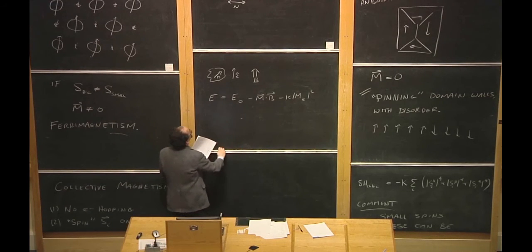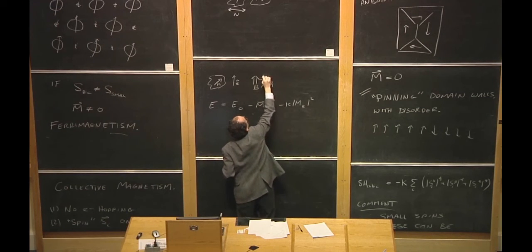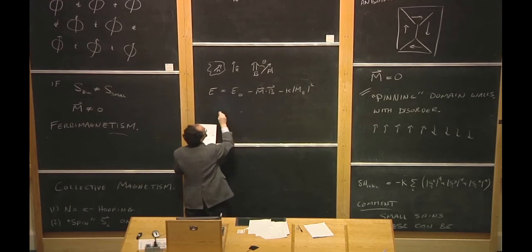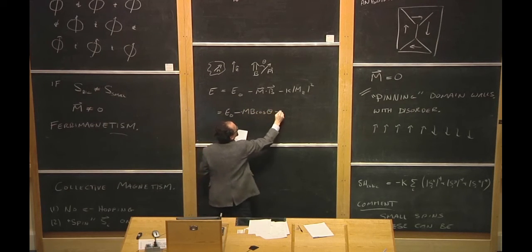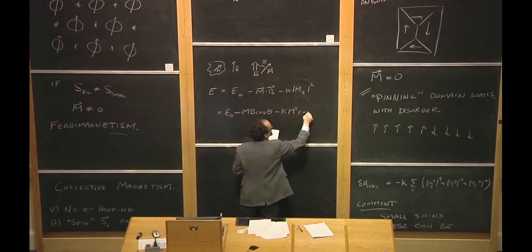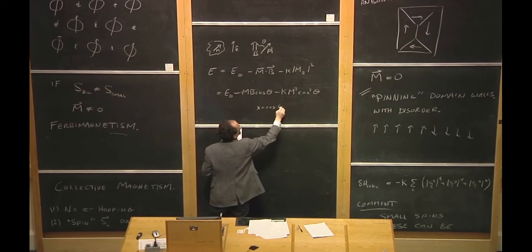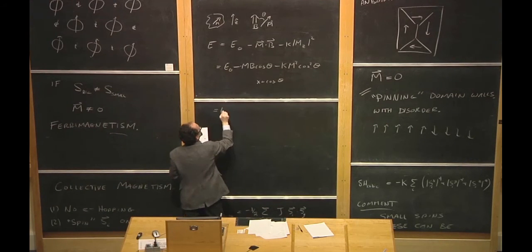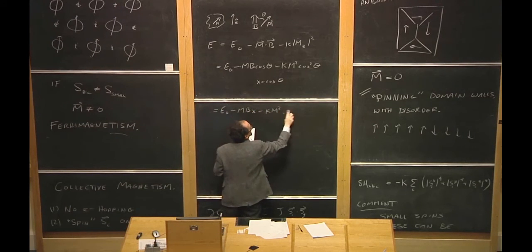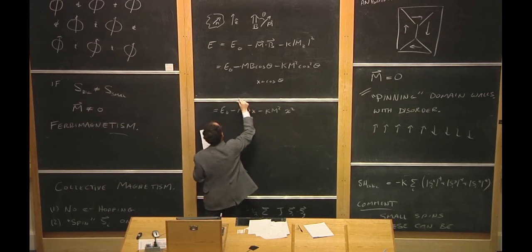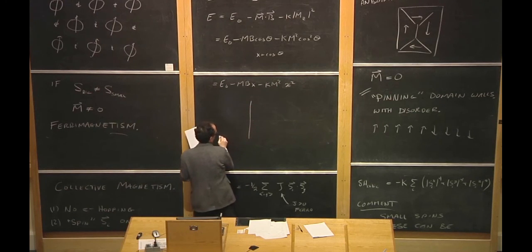So if the angle between M and B is theta, then we can rewrite this energy as E naught minus m B cosine theta minus kappa m squared cosine squared theta. And in fact, we might even let x equal cosine theta. And then what we have is a quadratic: E naught minus m B x minus kappa m squared x squared. And we can plot this thing. Oops, I'm running out of room, aren't I? Okay. We can plot this as a function of theta, or as a function of x.